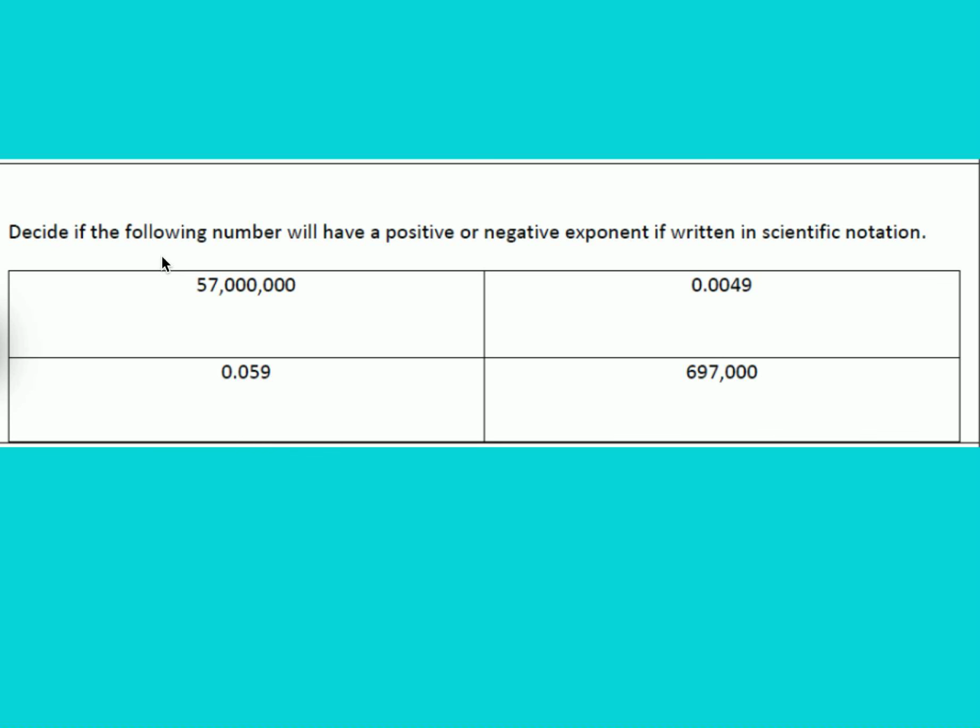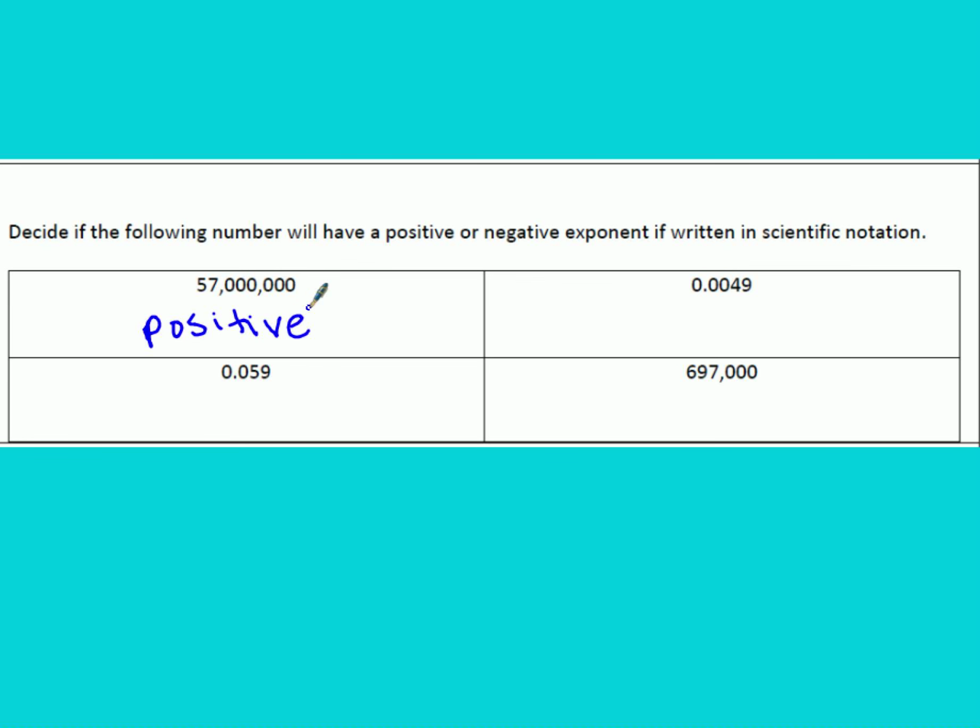So the next set of problems says decide if the following number will have a positive or negative exponent if written in scientific notation. So if we want to take these numbers out of standard form and write them in scientific notation, based on their value, we need to decide if they're going to have a positive or negative exponent. So this first number we have is 57 million. I'd say that's a pretty big number. It's way bigger than 1, so we're going to be using a positive exponent for this one.